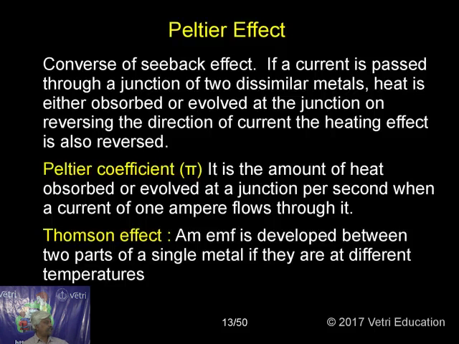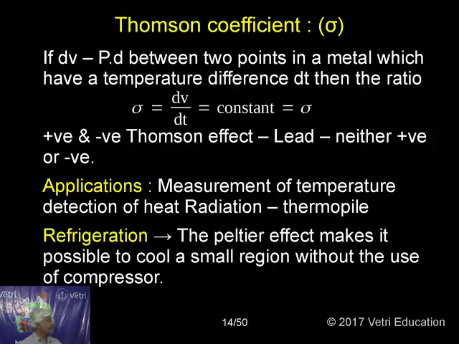Then what is the Thomson coefficient? The definition is the same. It is the amount of heat energy evolved or absorbed when 1 ampere current is flowing for 1 second, when the temperature difference is 1 degree centigrade. If dV is the potential difference between two points in a metal which have a temperature difference dT, then the ratio dV by dT is called the Thomson coefficient. Just as dV by dT is called the Seebeck coefficient, similarly the Thomson coefficient dV by dT is equal to a constant, the letter sigma. There is positive and negative Thomson effect, and lead is neither positive nor negative.